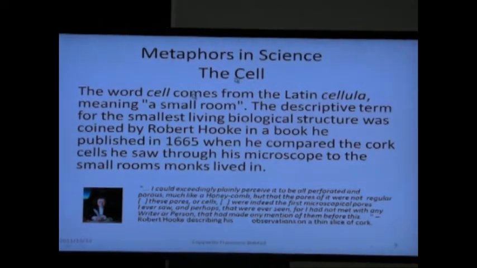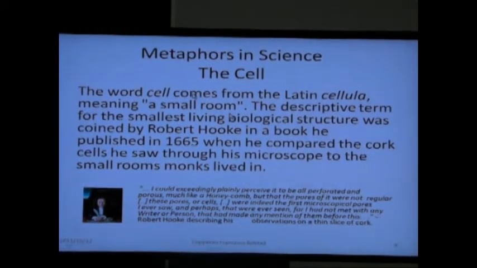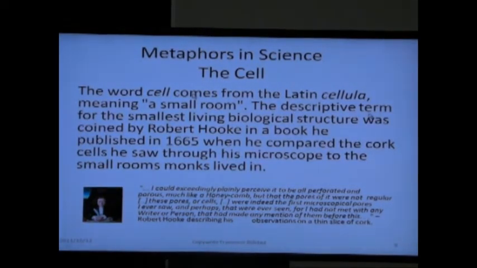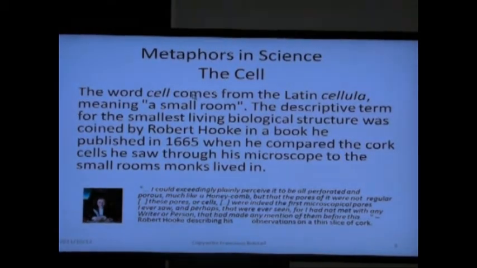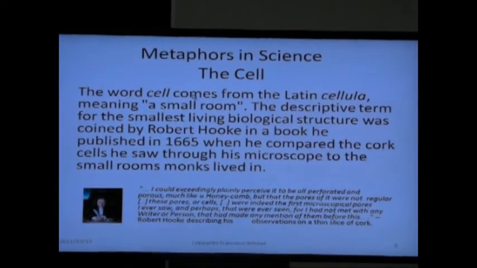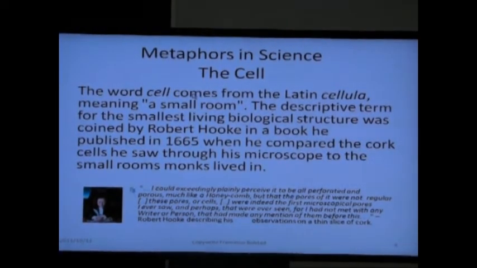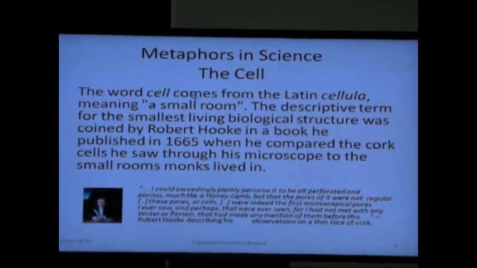If you read what's up on the computer screen, it says the word cell comes from the Latin cellula, meaning a small room. Okay? The descriptive term for the smallest living biological structure was coined by Robert Hooke in a book he published in 1665 when he compared the cork cells, you know, like when you have wine and in the top you have cork. So he compared the cork cells through his microscope to the small rooms monks lived in. And the quote down the bottom is the first time cell was used in a book.